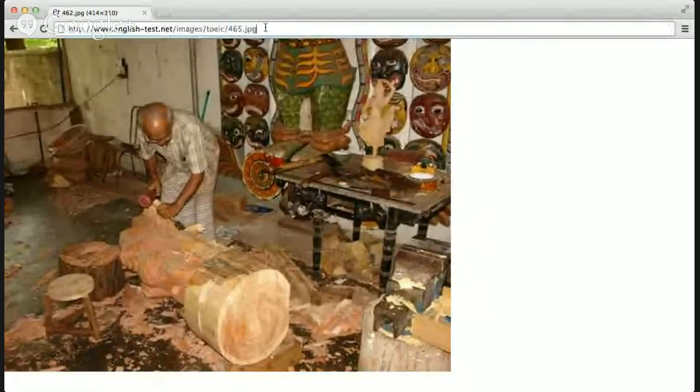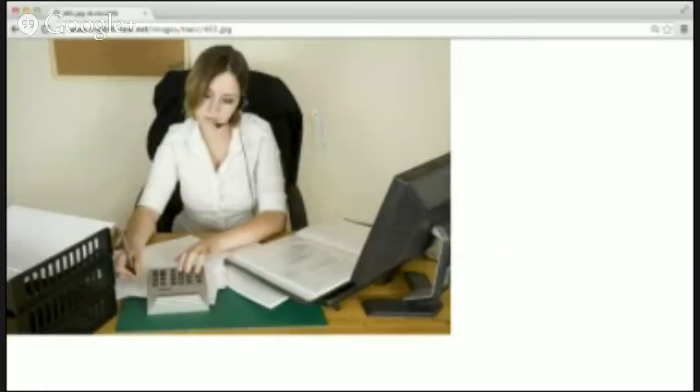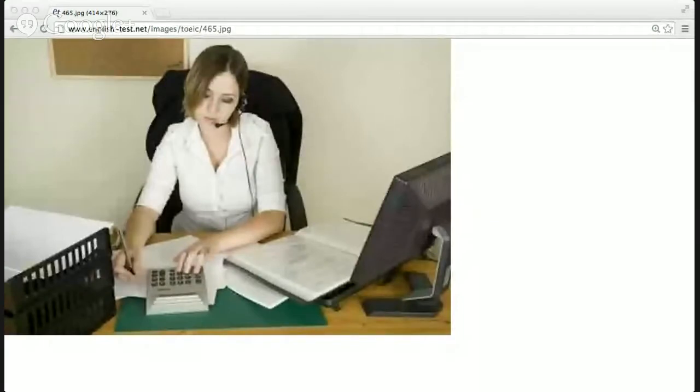All right, Katie. Your picture is here. What do you see happening here? What's going on? Maybe she's an accountant or a secretary. I'm not sure. She's using a calculator. She has a book on her left hand.